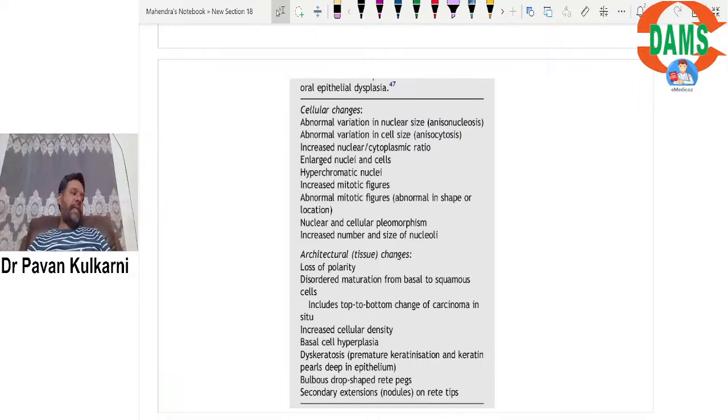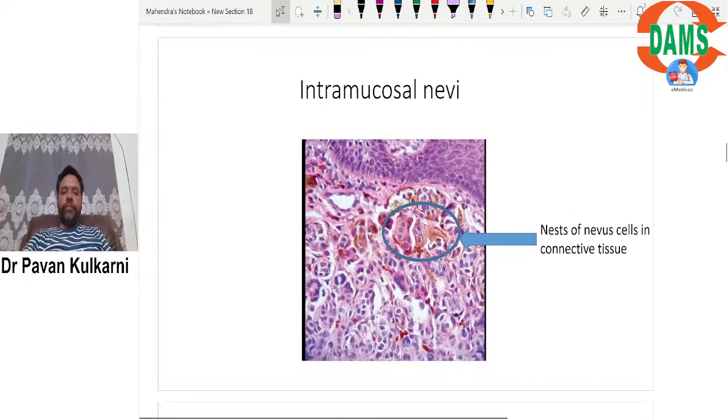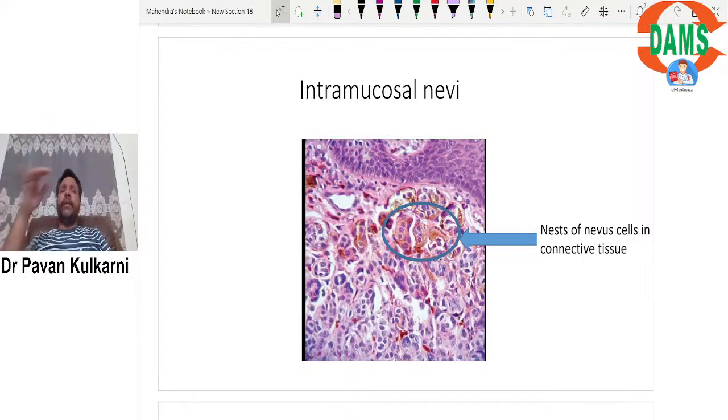Now moving on to the intramucosal nevi. This is an image of a nevus, as all of us know. What is intramucosal nevi? If the nevus cells are present completely in the connective tissue, you call it intramucosal nevi. That means it is not involving the epithelium. The epithelium is not involved. You are seeing the nevus cells only in the connective tissue part.